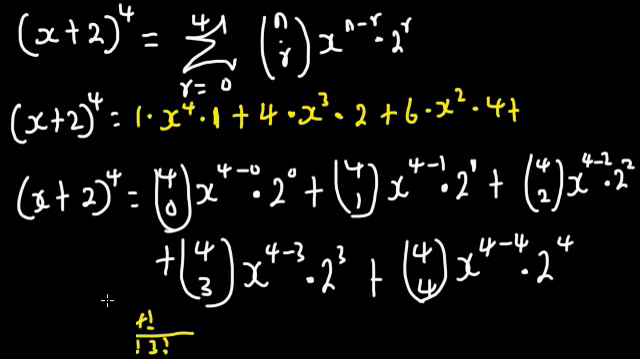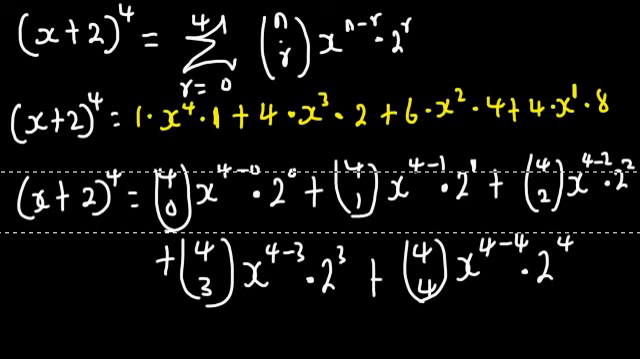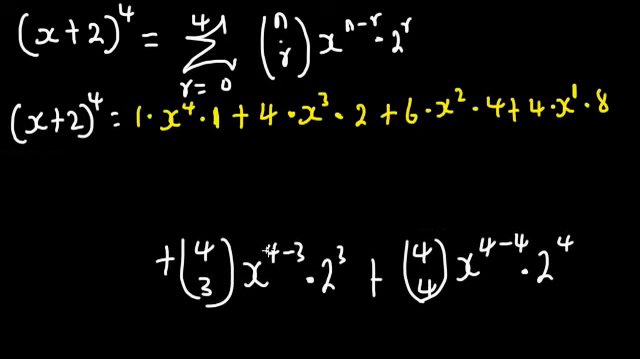So that means 4 combination 3 is also 4. So we have plus 4 times x to the power of 4 minus 3 is 1 times 2 to the power of 3 is 8. Good. And for the last term, we said anything combined with itself is simply 1. So therefore, we have plus 1 times x to the power of 4 minus 4 is 0 times 2 to the power of 4, which is 16. Perfect.